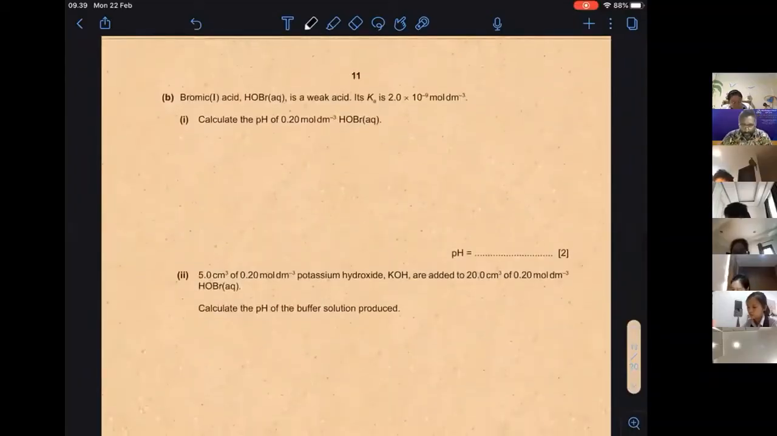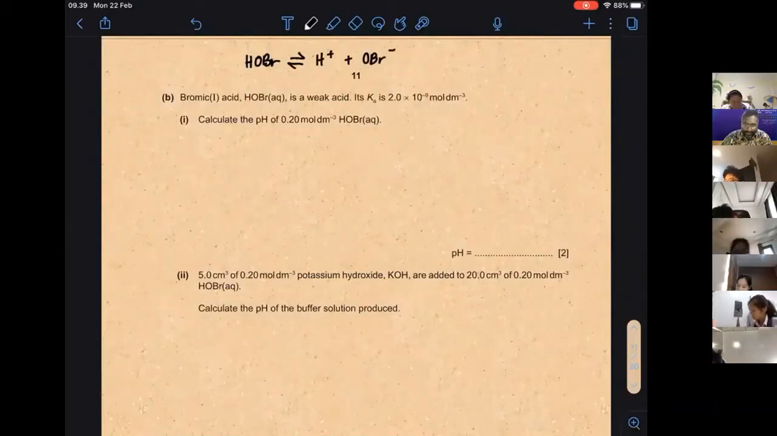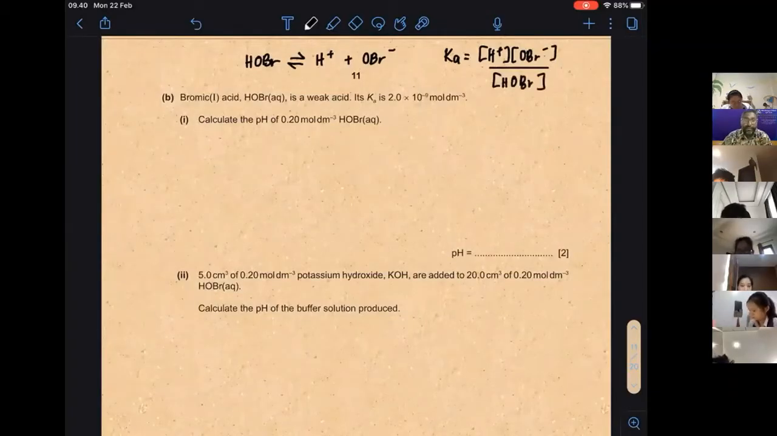Now next, this is going to be bromic(I) acid. It's a weak acid. If it is a weak acid, write down the equation: HOBr gives H plus and OBr minus. The Ka is given, and then you need to calculate the pH. I think the best way is to write down what Ka is. Ka equals H plus times OBr minus divided by the concentration of HOBr. There are a few assumptions that are going to be taken.